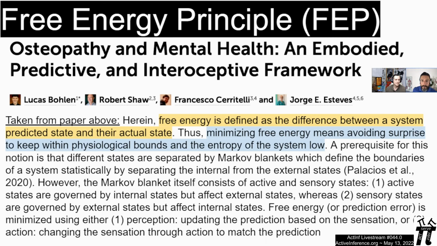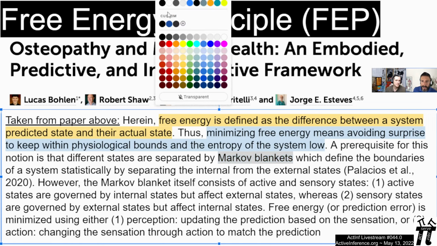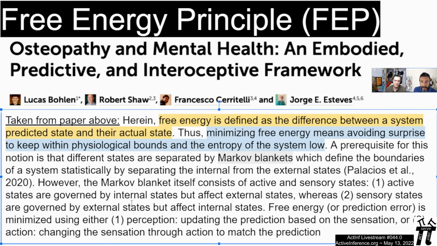And a prerequisite for this notion is that different states are separated by Markov blankets, which define the boundaries of a system statistically by separating the internal states from the external states, however, active and sensory states. Active states are governed by internal states but affect external states, whereas sensory states are governed by external states but affect internal states. Free energy is minimized either by perception, as you said on the earlier slide, by updating the prediction based on the sensation, or action, changing the sensation through action to match prediction.